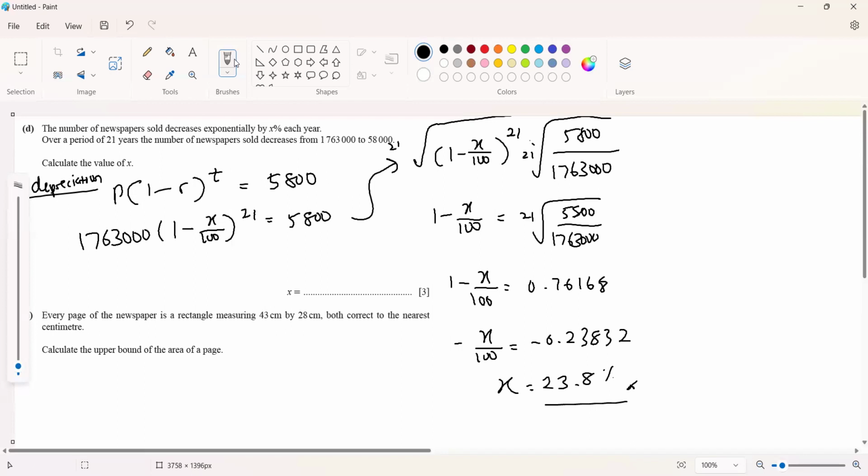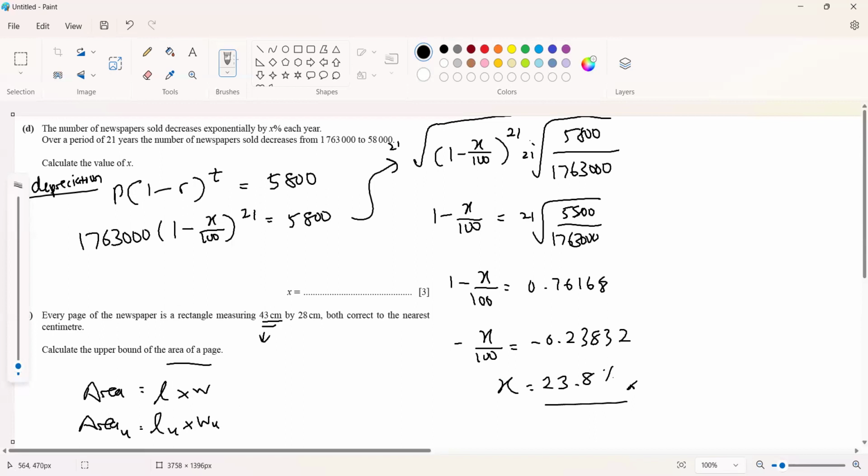So the next one in E: every page of the newspaper is a rectangle measuring 43 cm by 28 cm, both correct to the nearest centimeter. Calculate the upper bound of the area of the page. So area is simply length by width. So if you want the area upper, we need to do length upper times by width upper.